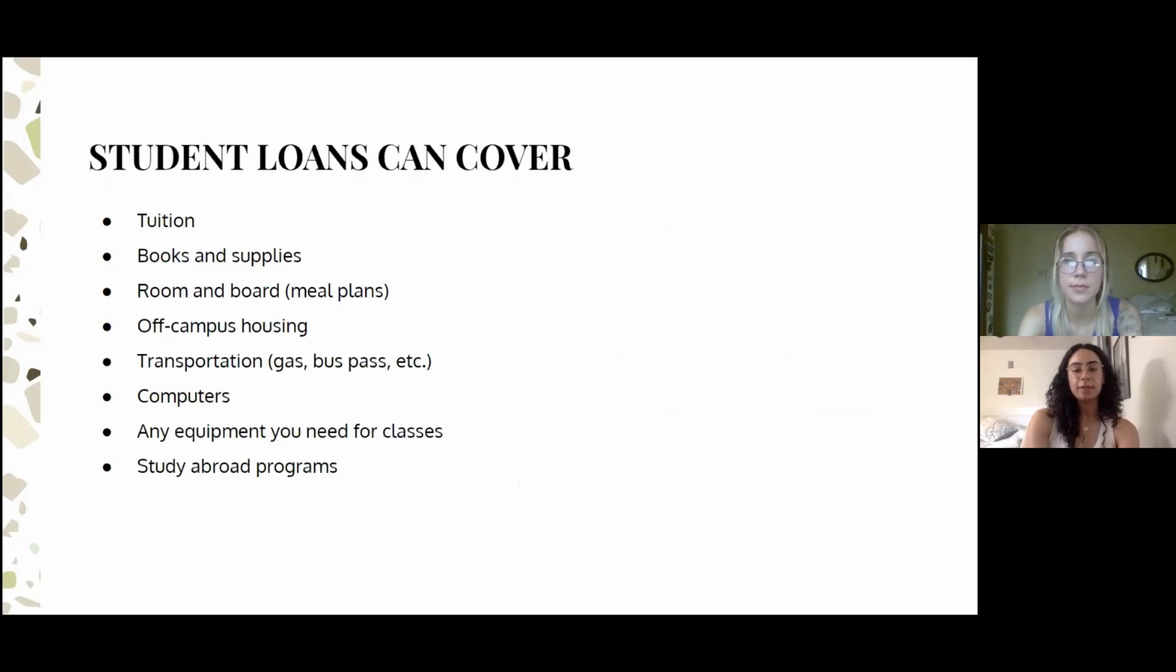So there's a variety of different things that a student loan can cover. So your tuition, books and supplies, room and board, so your meal plan in your dorm room, off-campus housing, transportation, gas or bus passes. You cannot buy a car with this money though. Computers, any equipment you may need for classes, and these can also cover study abroad programs.